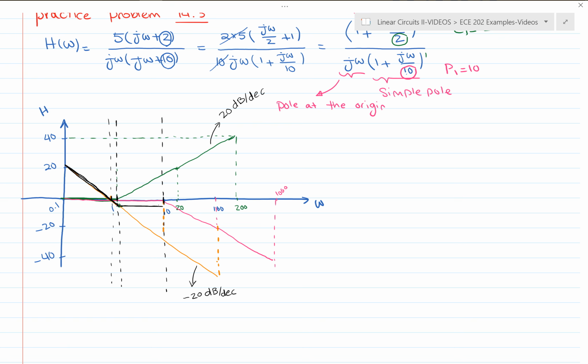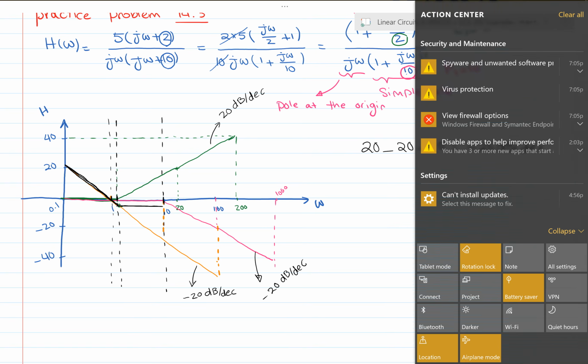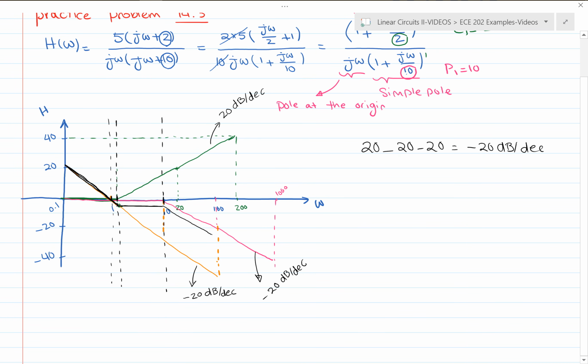And then at the frequency of 10, we will have all three plots, right? We have -20 for the orange one, and again, the pink one is -20 decibel per decade. And then we have the green one, which is 20 decibel per decade. So we're going to have 20 minus 20 minus 20. These will be -20 decibel per decade. So we're going to get a plot which is decreasing with the slope of -20 per decade. And from this frequency on, we do not have any other changes.